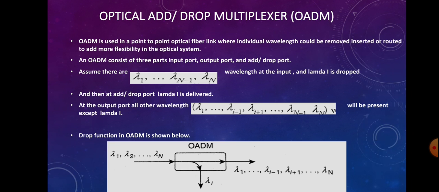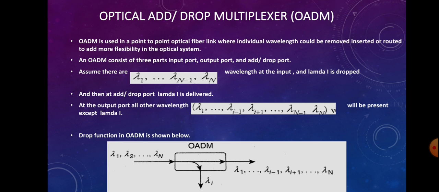Next we will see the optical add drop multiplexer or OADM. In the case of a point-to-point optical fiber link, individual wavelengths could be removed, inserted or routed, to add more flexibility in the optical systems. And for that purpose, we are using OADM. That means OADM is used in a point-to-point optical fiber link where individual wavelengths could be removed or inserted or routed to add more flexibility in the optical systems.